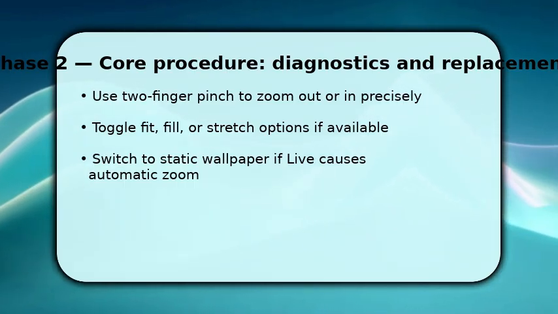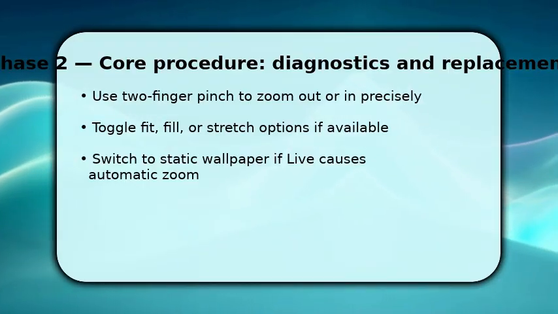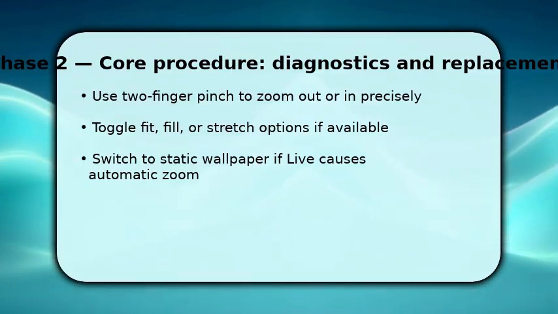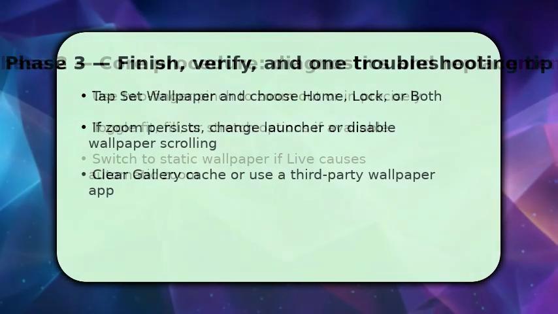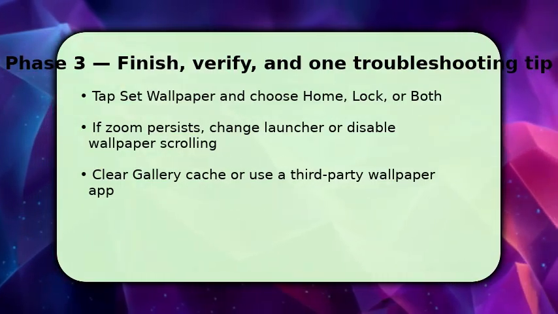Once done, preview both home and lock screens since Android may crop differently for each. Make sure you select the correct screen targets before finalizing. Finish by tapping Set Wallpaper and choosing Home, Lock, or both so you apply the exact layout you previewed.